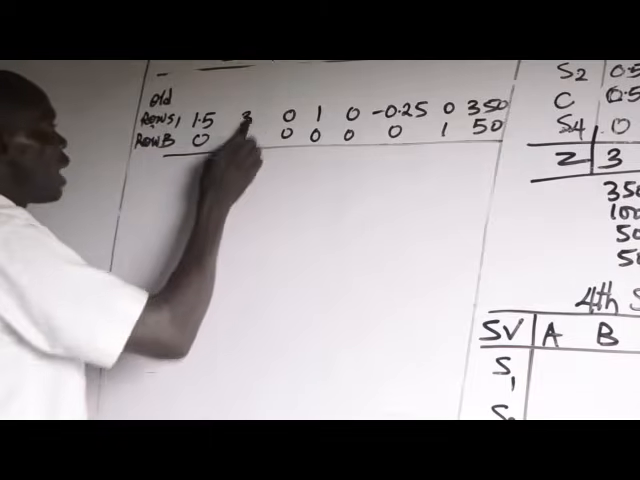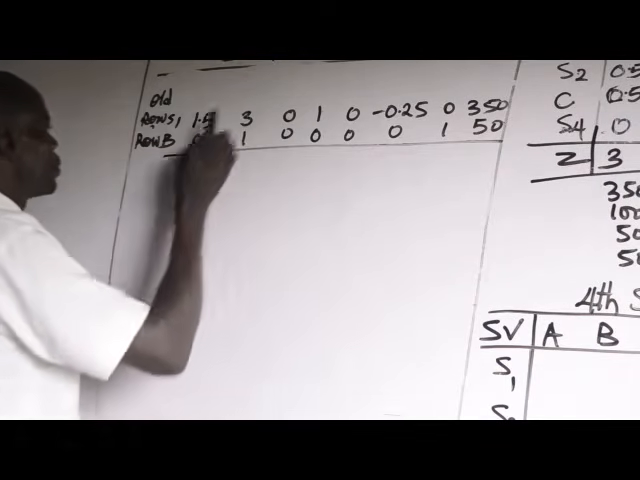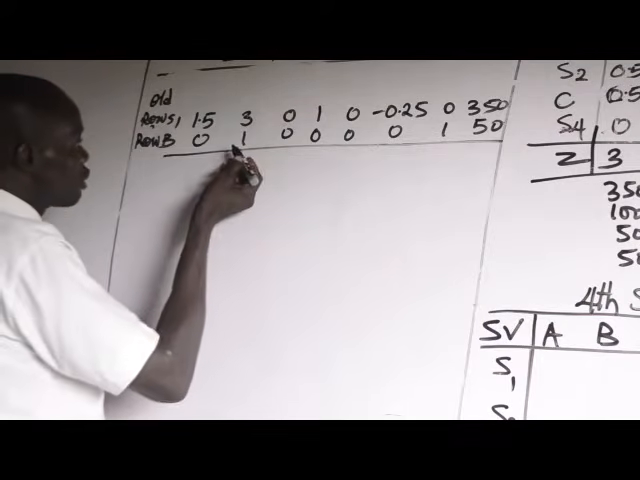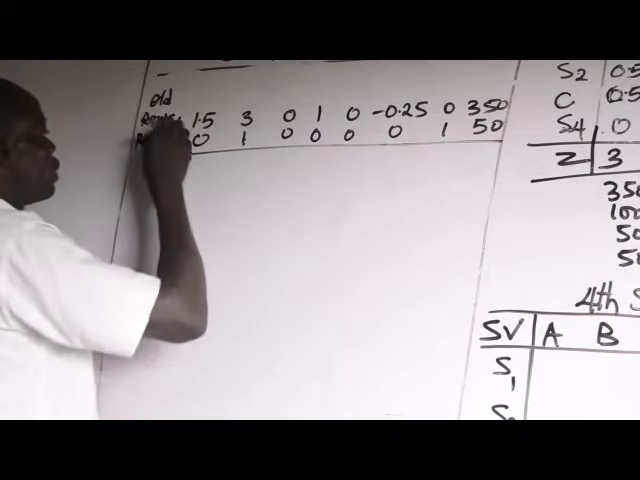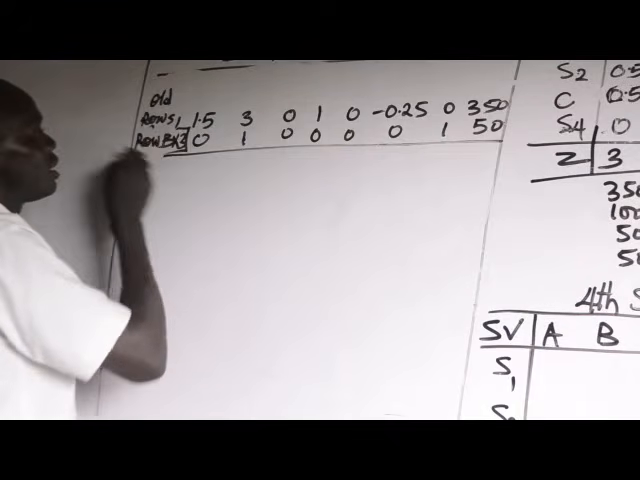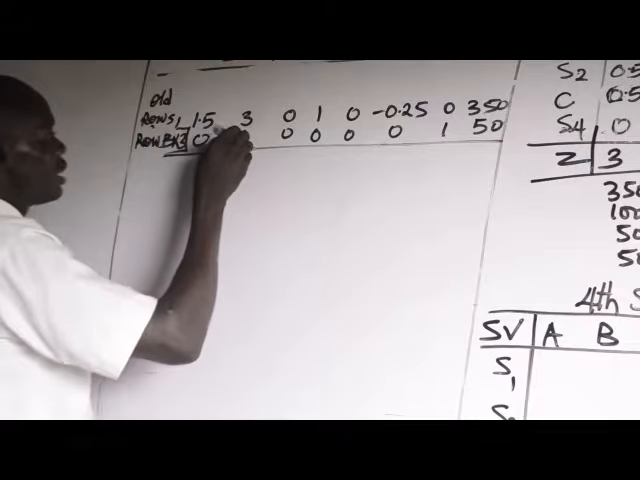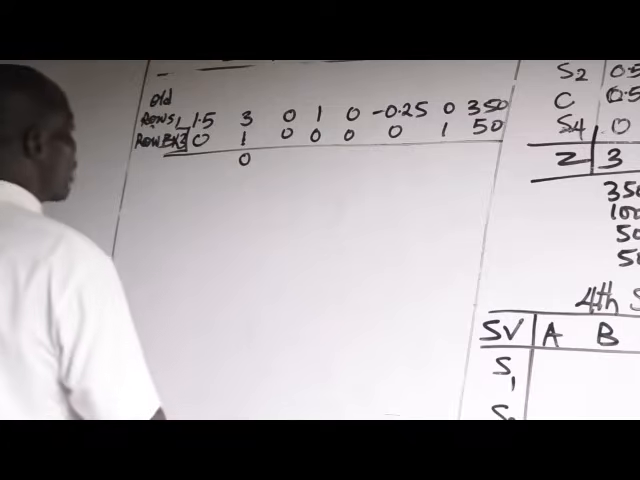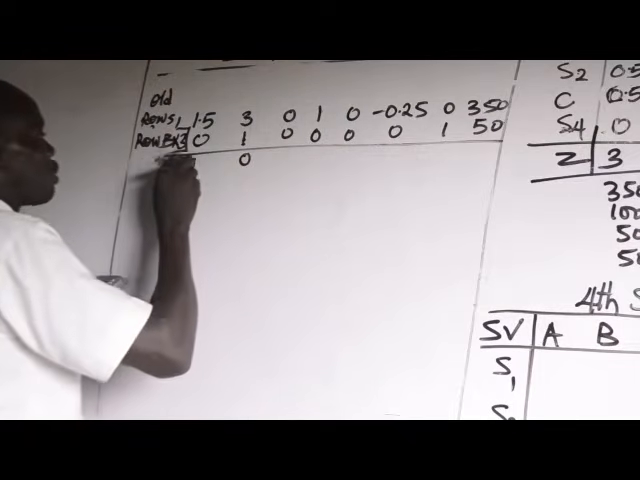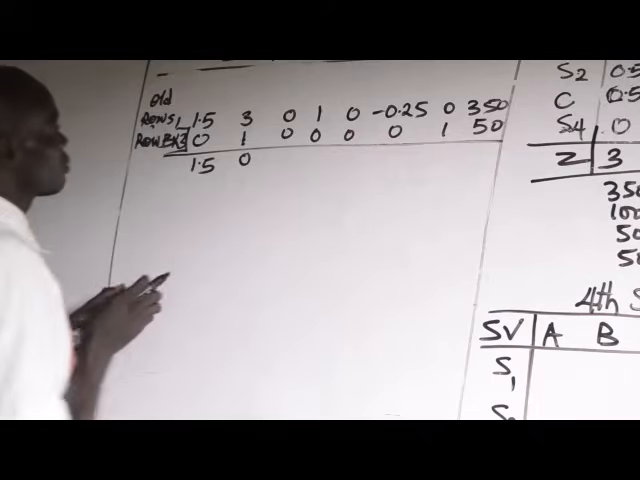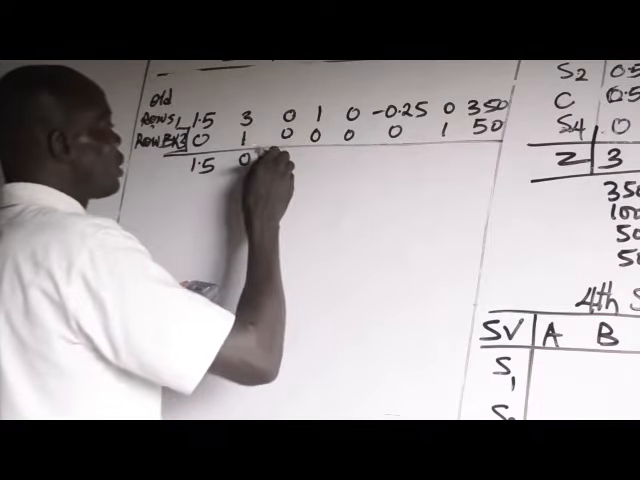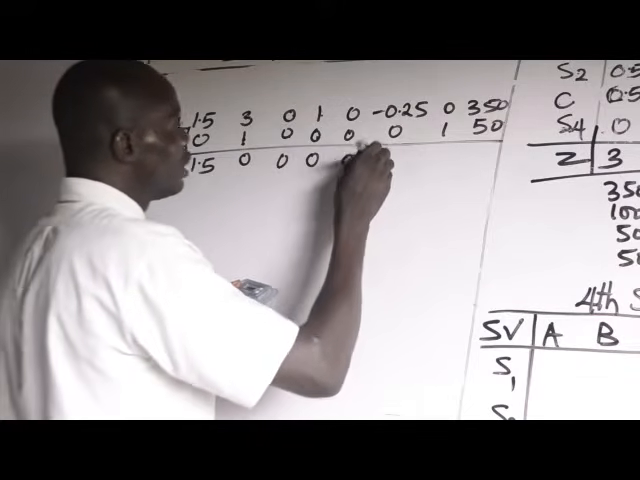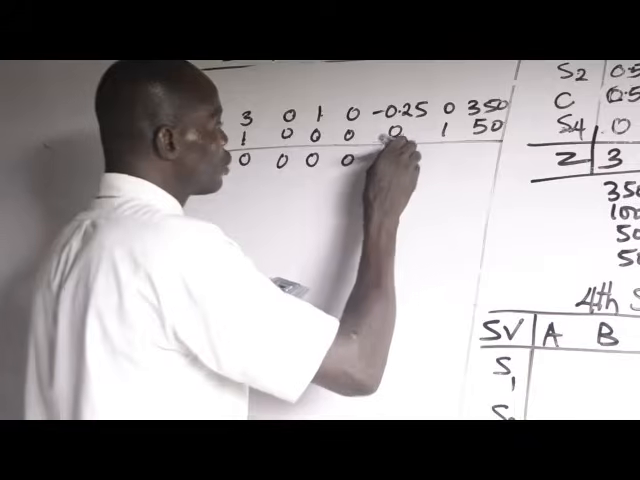Our target is to turn everything within this column to 0. So for this to be 0, if you have 3 minus 1, it will be 2, not equal to 0. That means this has to be 3. So you have to multiply this row by 3. So 3 times 1 will be 3. 3 minus 3 is 0. Then 0 times 3 will be 0. 1.5 minus 0 will still be 1.5. 0 times 0 is 0. 0 minus 0 is 0. 0 times 0 is 0. 1 minus 0 will be 1. This one remains minus 0.25.